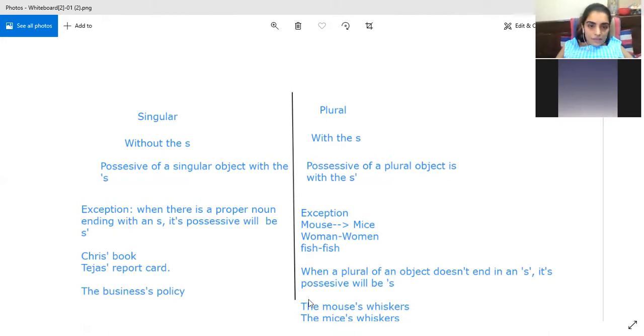Okay? That is singular and plural. There isn't anything else in this. Then next, noun, pronoun. This is directly, you have to do it from here.